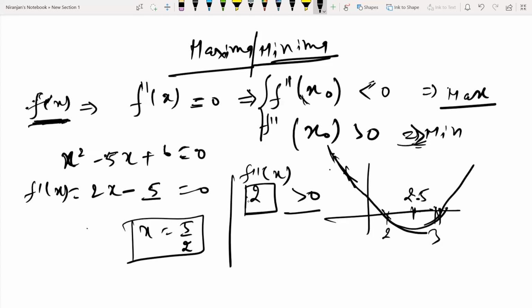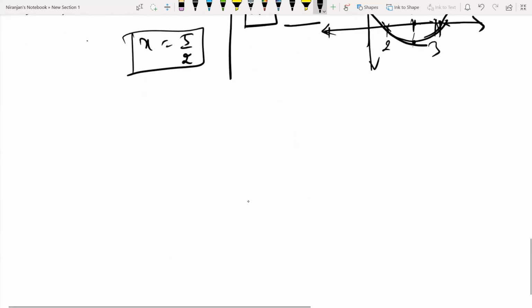This is your 2.5. So for this point, this is the minimum value. Any doubt here? Guys, any questions, any doubt? It's too easy. Any question if you have? Otherwise, I'll move forward. No, sir. Cool.